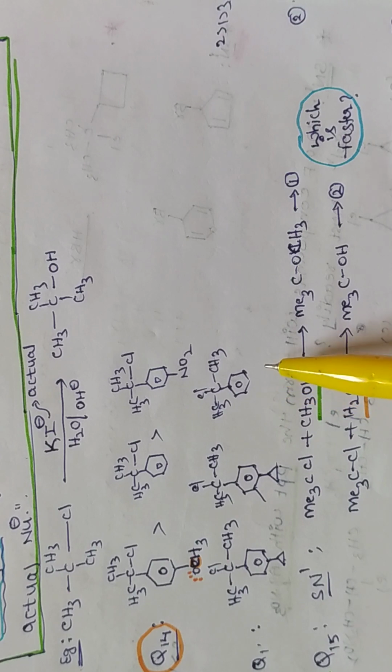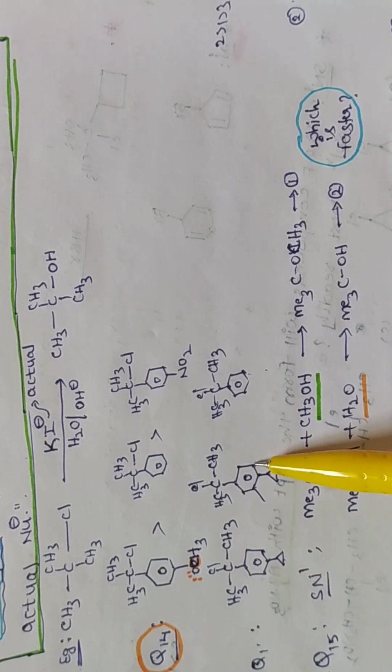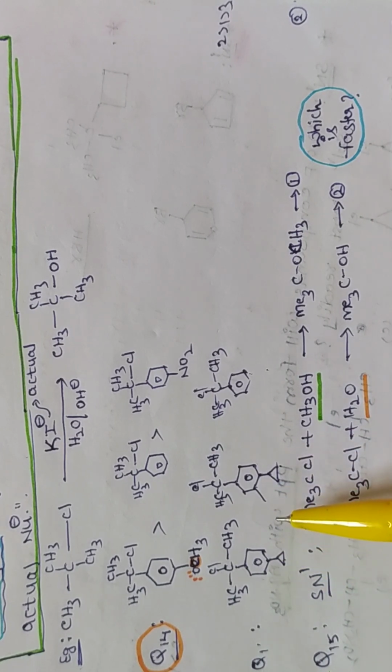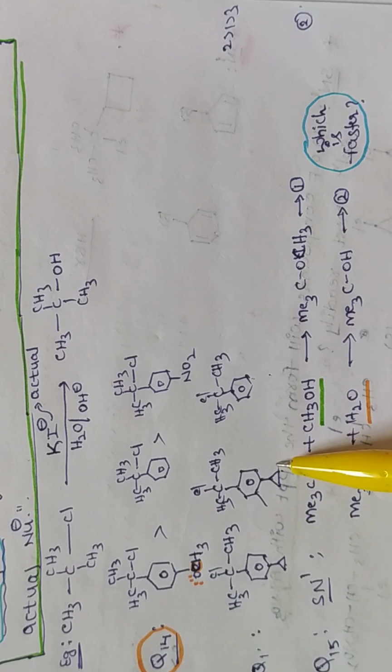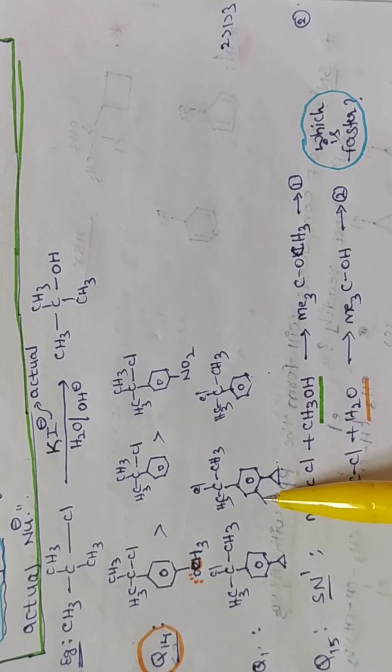Cyclopropyl ring is common. Here, no cyclopropyl ring. So therefore this is the least when compared to these two. Next, when we compare these two, which is the highest? Now here this cyclopropyl ring is common, but here one extra alkyl group is present.